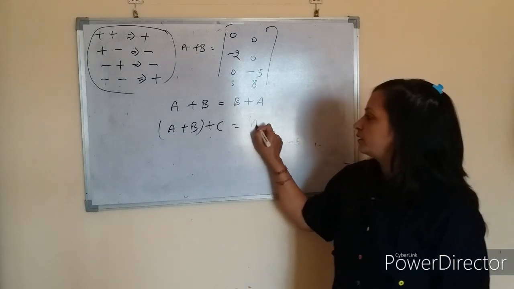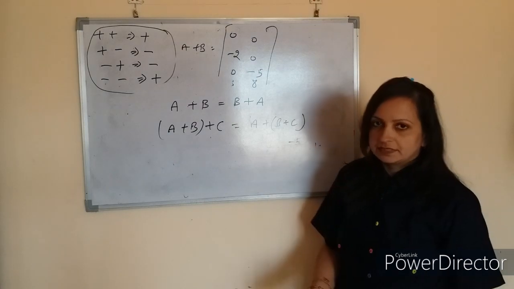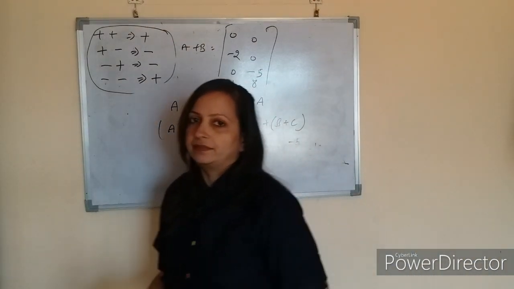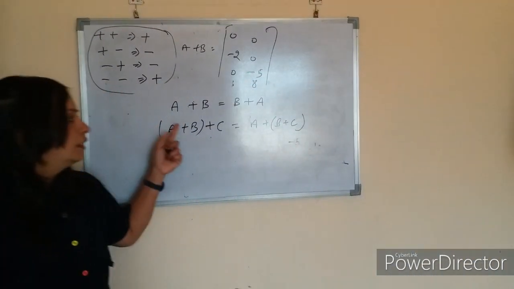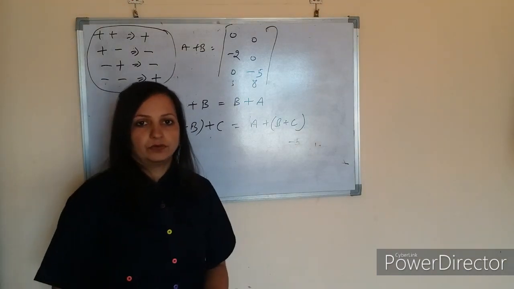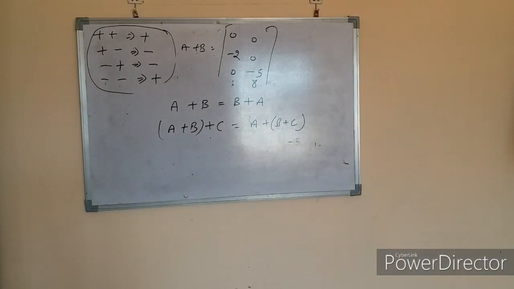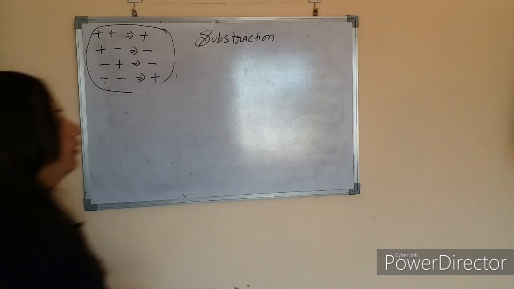In the same way, you can have the associative law. So (A plus B) plus C is equal to A plus (B plus C). So this associative law is also true for matrix addition. So these two laws of basic mathematics apply to matrix addition also. You can note it down till now.